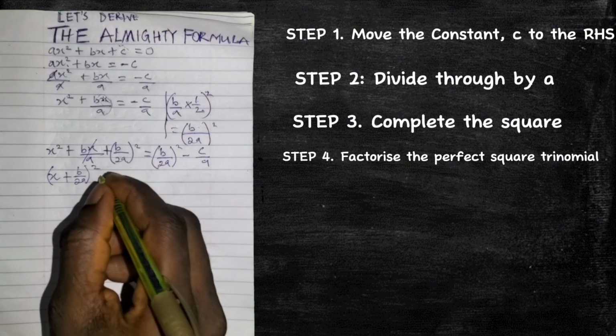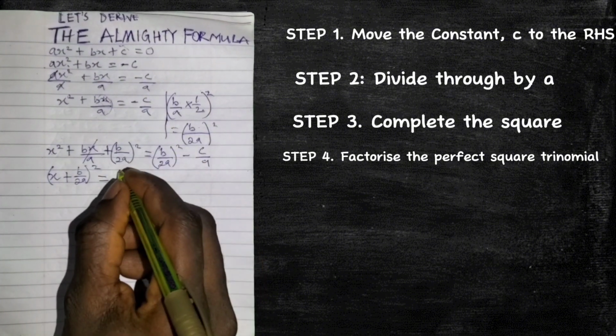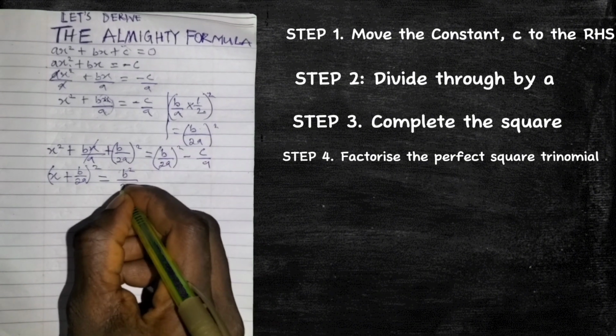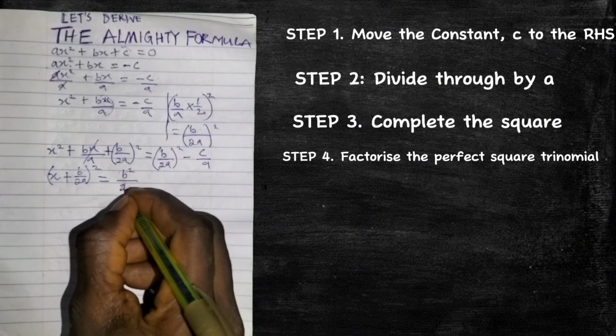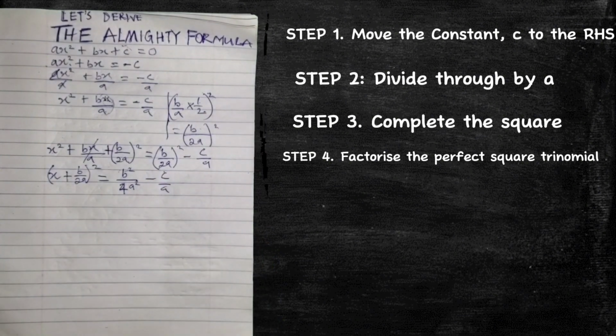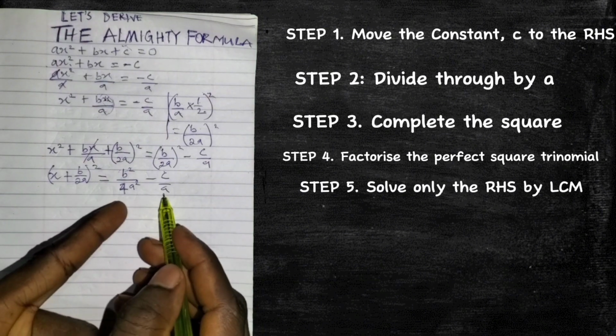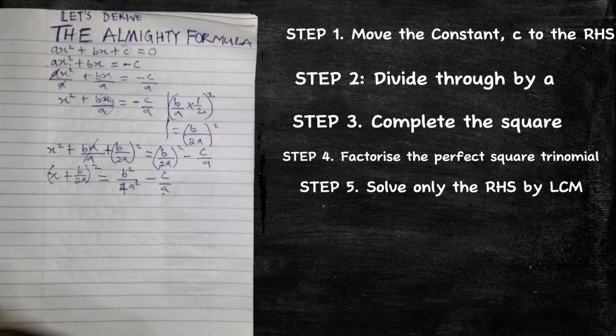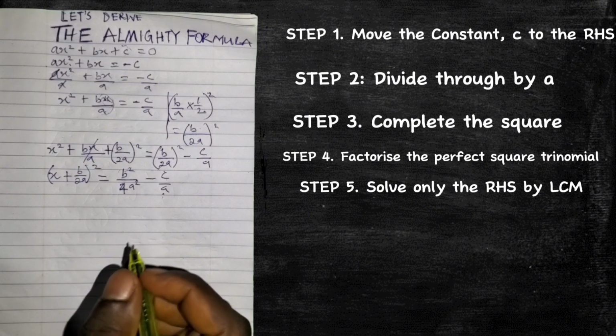So we have equal to, we open the bracket here, b squared all over 2 squared is 4a squared, minus c all over a. Now at this point we solve the right hand side. We focus on the right hand side. For us to solve the right hand side, we see two fractions here, but we want to compress it into one. So what we will do is find the LCM.